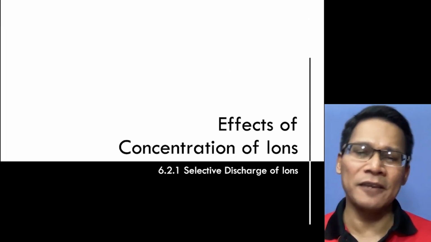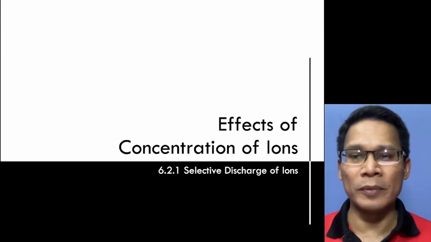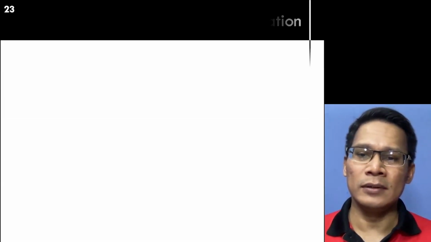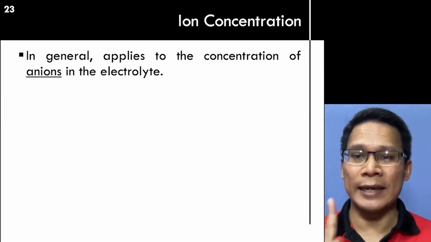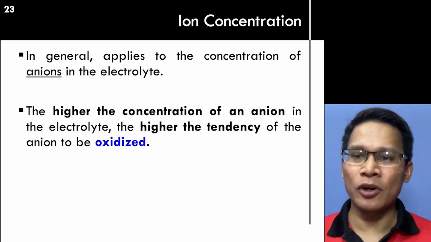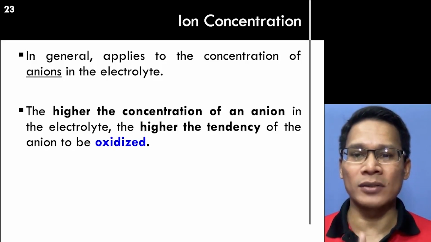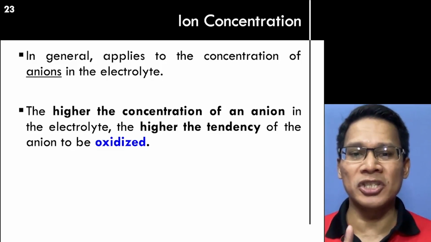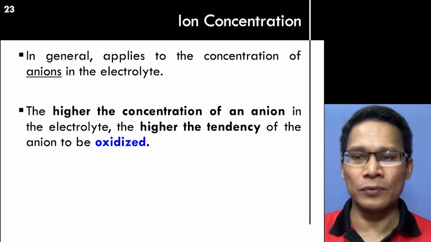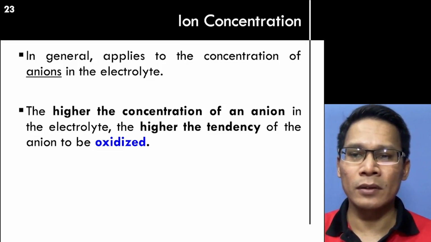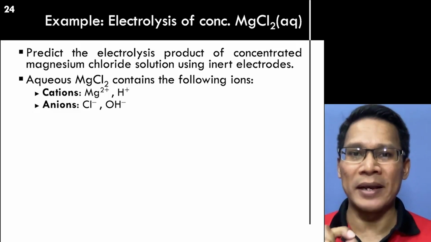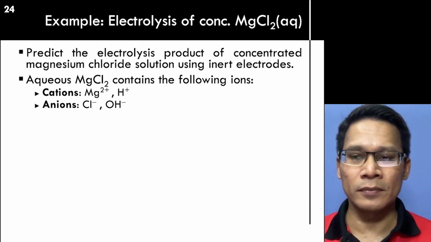Let us now look at the second factor that will determine which ions will be discharged at the electrodes. This second factor is easy because it only applies to anions. An anion which is present at high concentration tends to be discharged at the anode, regardless of its E0 value. Consider the electrolysis of concentrated magnesium chloride solution.